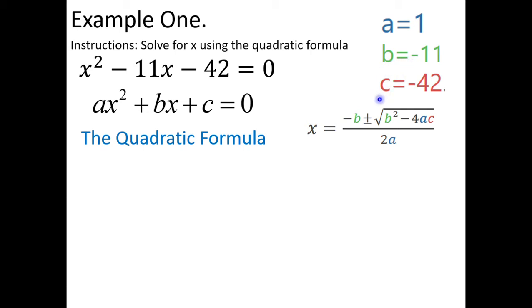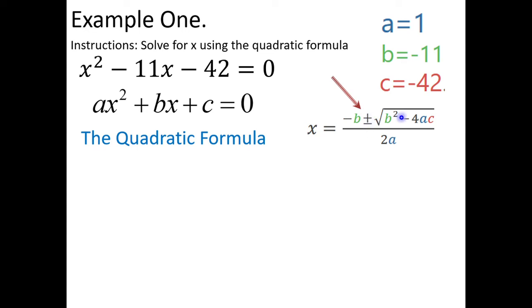So the negative 11 goes up here at the front where the b is, and also inside here where b is being squared. Notice that this is negative b in the formula, which means that you want negative of negative 11, because b isn't 11, it's negative 11.